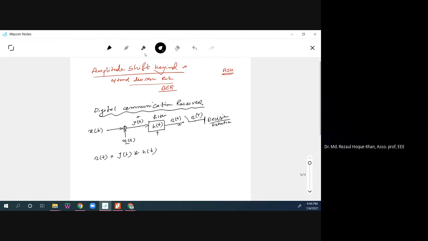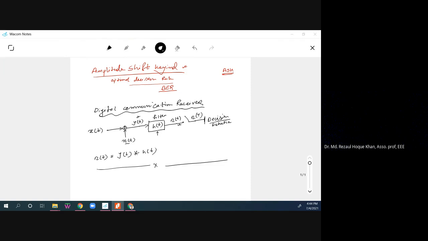Now our modulation scheme is amplitude shift keying, or ASK. In amplitude shift keying, what changes? The amplitude changes, compared to the phase shifting.